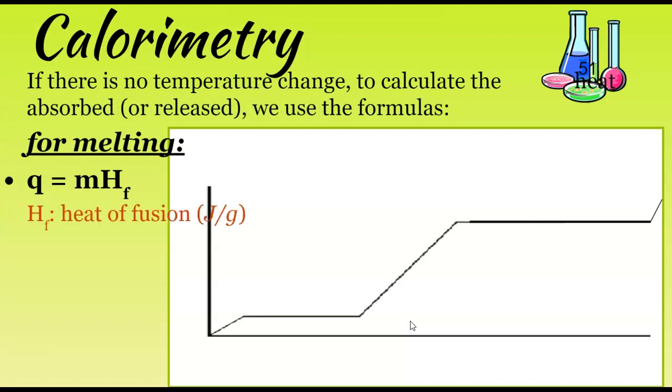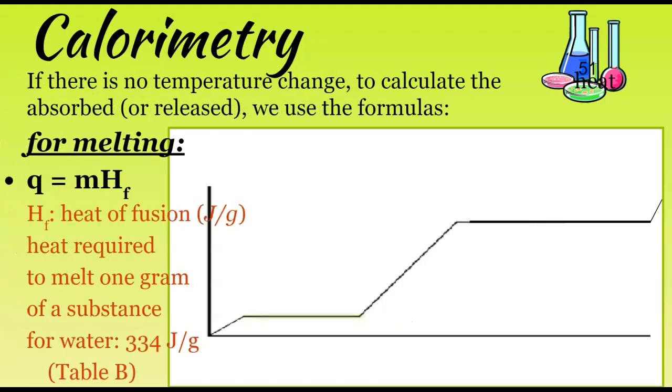All right. So if there's no temperature change, to calculate the heat absorbed or released, we use certain formulas. Again, you can find them in Table B in the heat section. So for melting, remember we call that freezing. You could also call it fusion on the other side, the cooling curve. So we're going to use the heat of fusion, which is joules per gram. There's no degrees Celsius. Why? No temperature change. Temperature stays the same.